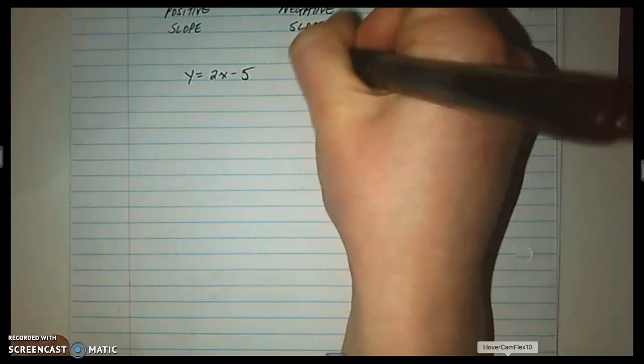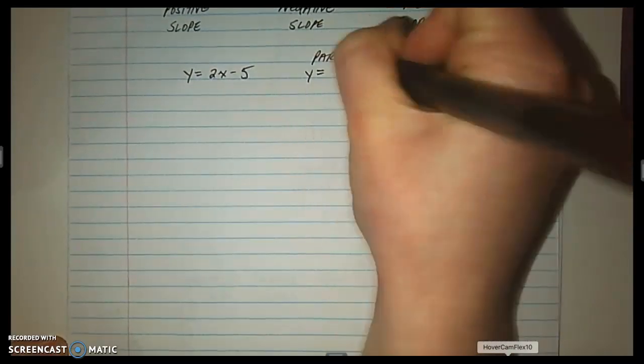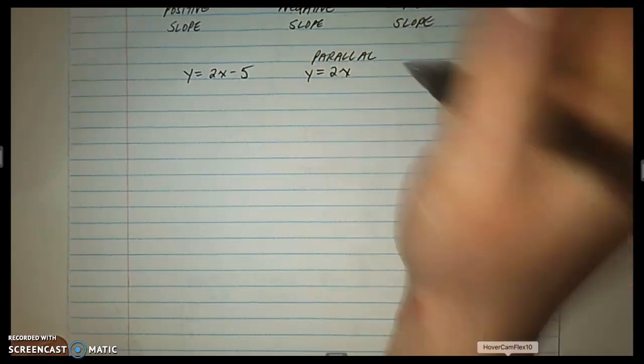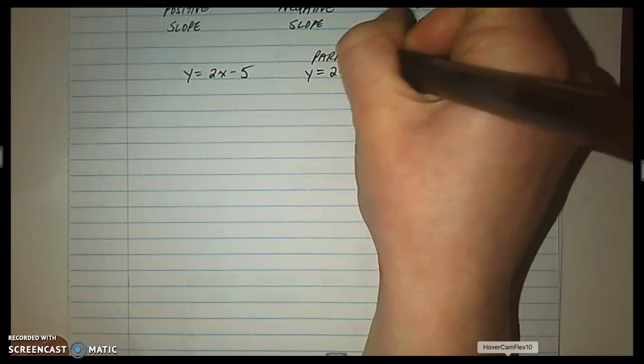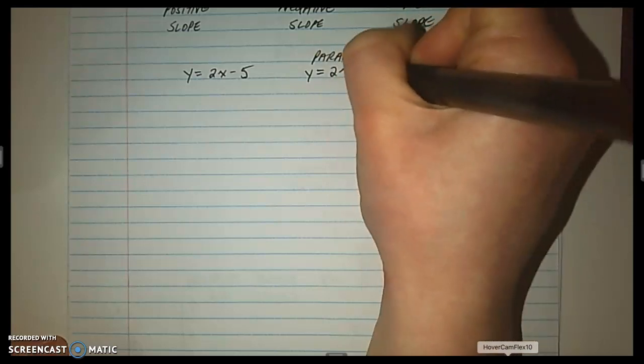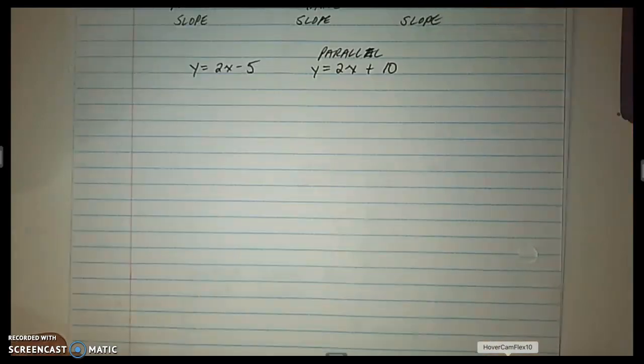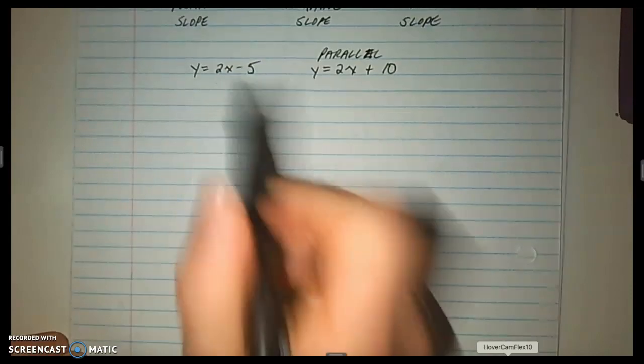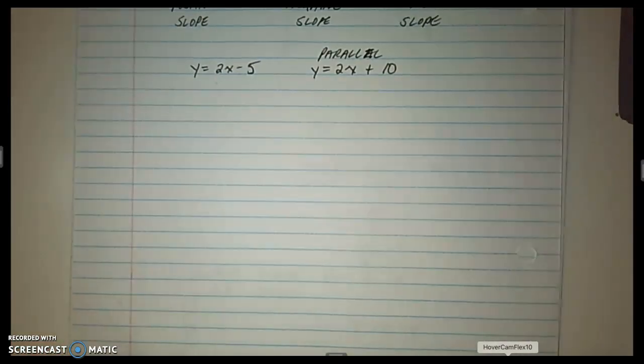A parallel line would have the same slope, so a 2 in front of the x, but then, oh, I spelled this wrong, but then it would have some other number at the end. Okay, so that's a line parallel to this one, to the original one. Okay, so just use that same idea.